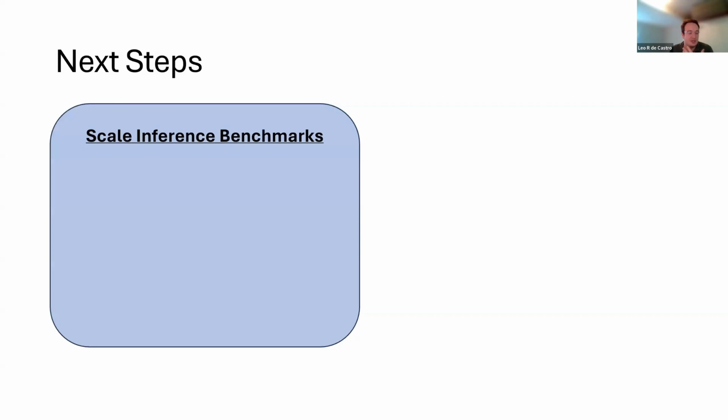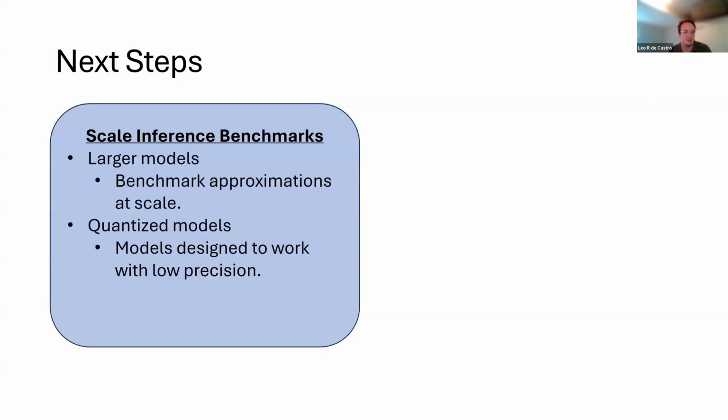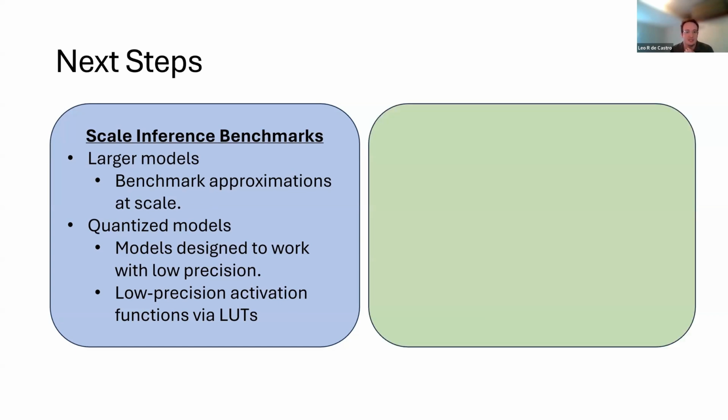Okay, so just in the last minute, the next steps: we would like to scale these inference benchmarks to larger models and also make better use of the past quantization works. If we get the quantization to be low enough, we don't have to worry about these polynomial approximations. We can just directly look up the outputs. That would give us very, very nice replication of the plaintext circuit.